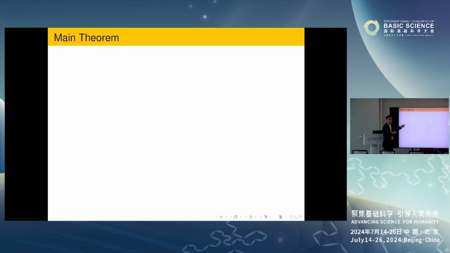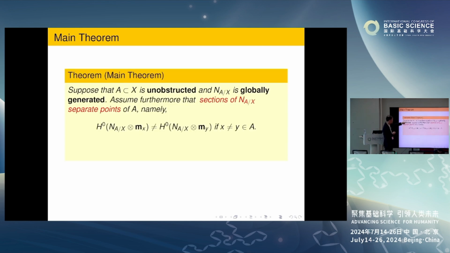Now the main theorem of my paper is this: we assume that the submanifold is unobstructed and the normal bundle is globally generated. These are the same conditions as in the Hirschowitz conjecture. Now I make one more assumption, that the sections of the normal bundle separate points. In other words, if you have two different points X and Y on the submanifold A, then the sections of the normal bundle vanishing at X and the sections vanishing at Y are different. So there are some sections which vanish at X but do not vanish at Y. That's the assumption, that it separates points.